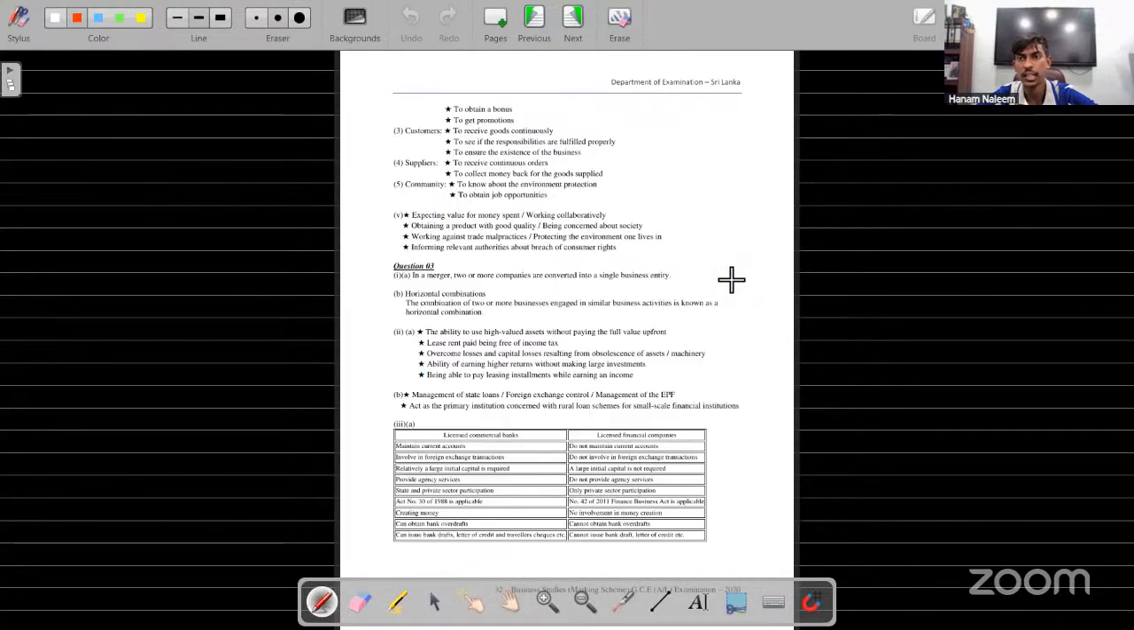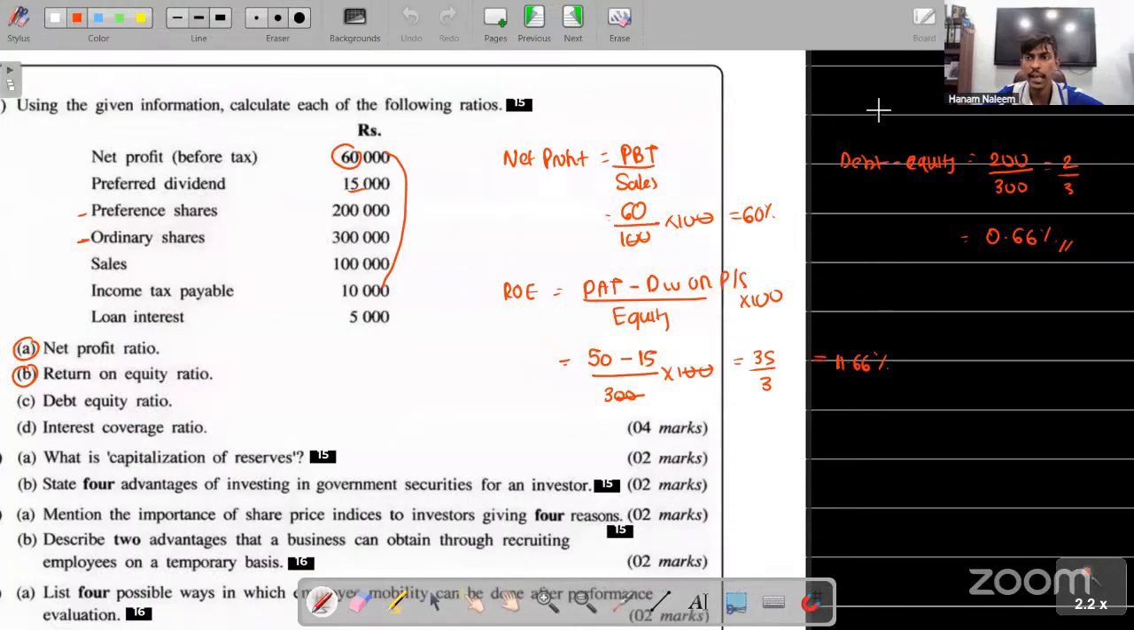Okay, fine. You can take it that way also, or you can write like this. If you write 0.66, leave the word, don't write the percentage. Or if you want to convert it into a percentage, just multiply by 100. That's it.